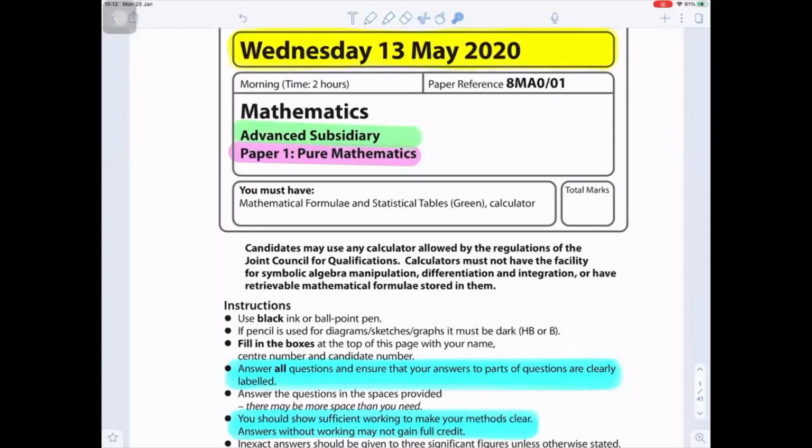Pure Mathematics, Paper 1, Advanced Subsidiary, Wednesday, 13 May 2020. Answer all questions and ensure that your answers to parts of questions are clearly labeled. You should show sufficient working to make your methods clear. Answers without working may not gain full credit.